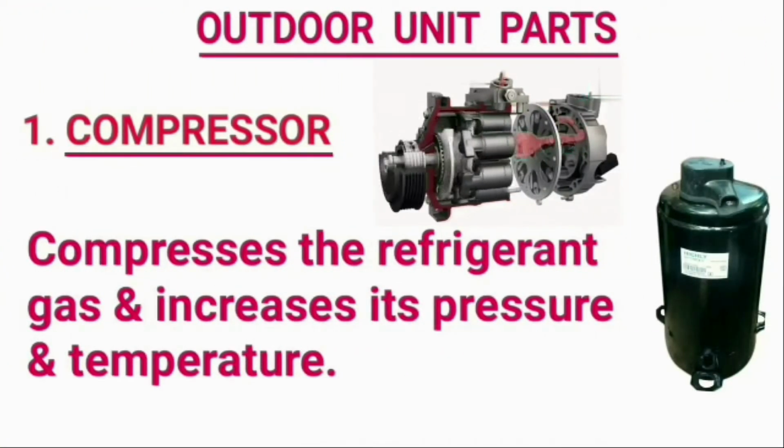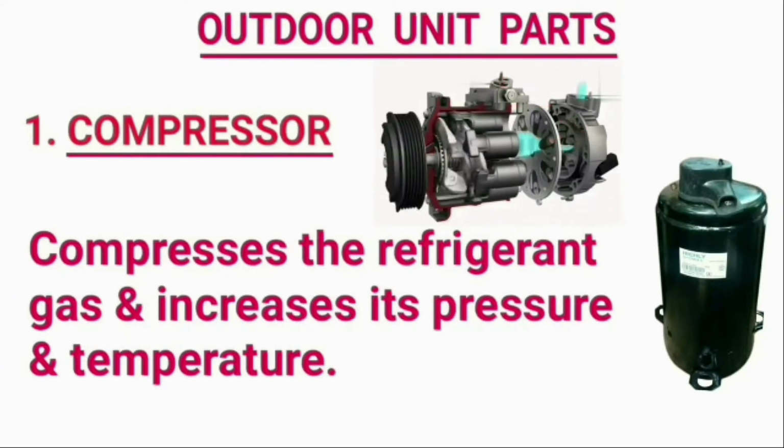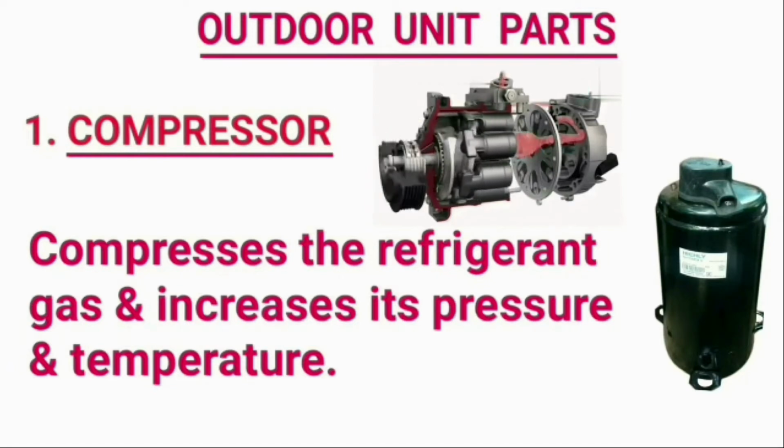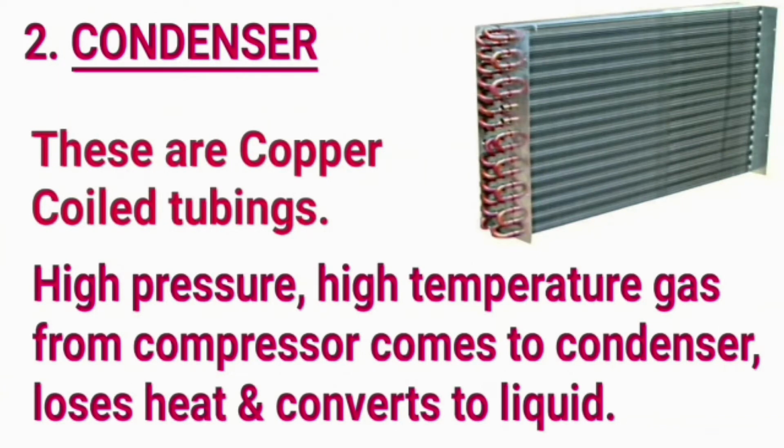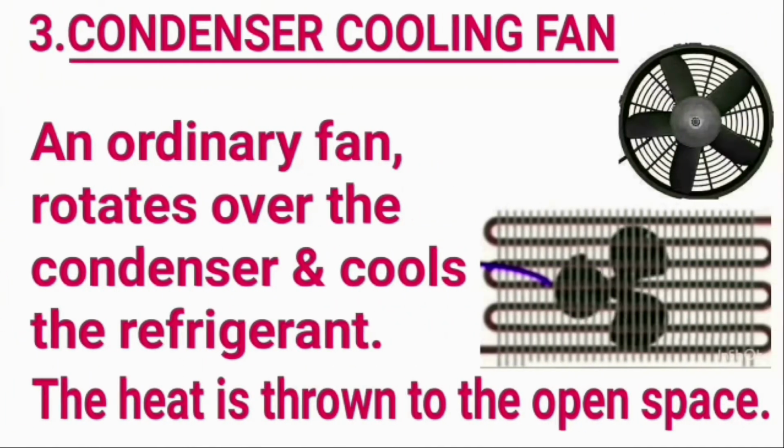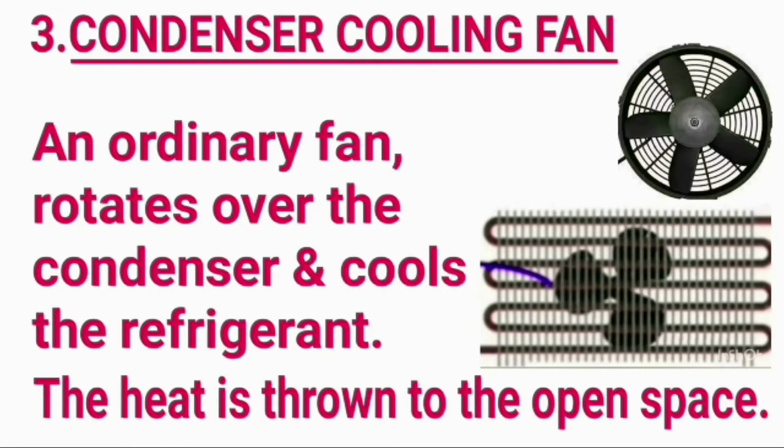Compressor compresses the refrigerant gas and increases its pressure and temperature. Condenser. These are copper coiled tubings. High pressure, high temperature gas from compressor comes to condenser, loses heat and converts to liquid. Condenser cooling fan is an ordinary fan, rotates over the condenser and cools the refrigerant. The heat is thrown to the open space.